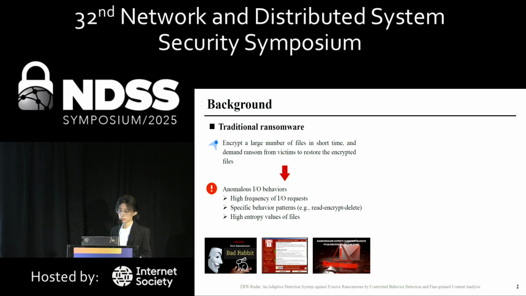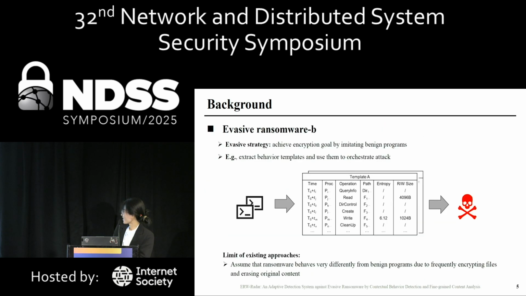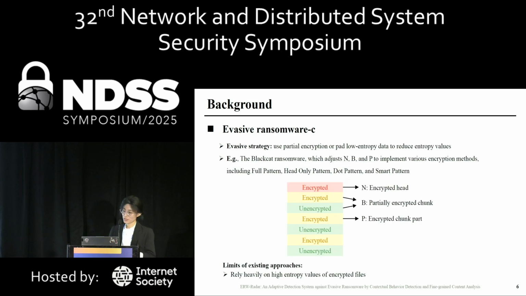Second, attackers may achieve the encryption goal by imitating benign programs. However, existing approaches assume that ransomware behaves very differently from benign programs due to frequently encrypting and erasing file content. Third, attackers may use partial encryption or pad low entropy data to reduce entropy values. However, existing approaches rely heavily on high entropy values of encrypted files.